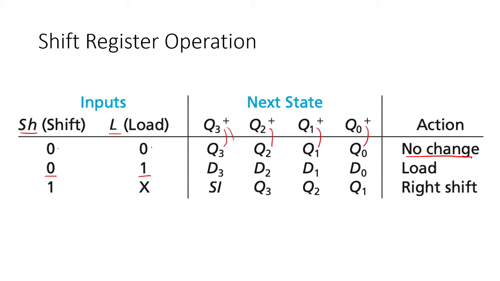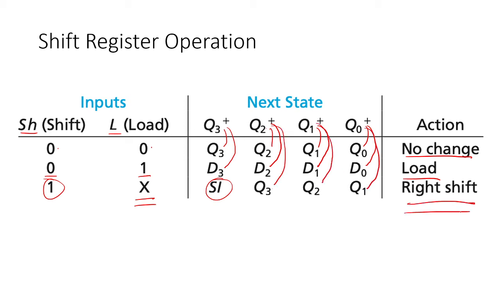So now notice that the Qs are going to be taken from the Ds, right? So we're going to load that parallel input into the next state. This is the load action. And then finally, like we already talked about, when shift is 1, load is effectively a don't care. And so Q3 is going to be whatever serial input is, and then Q2 is going to take from Q3, Q1 is going to take from Q2, and Q0 is going to take from Q1. This is our right shift case.